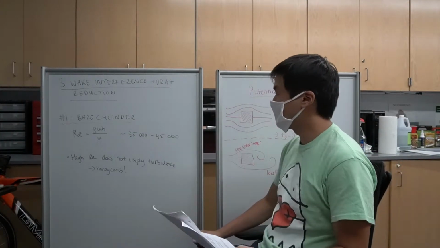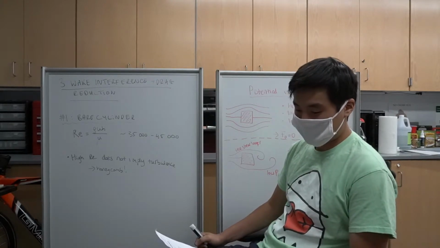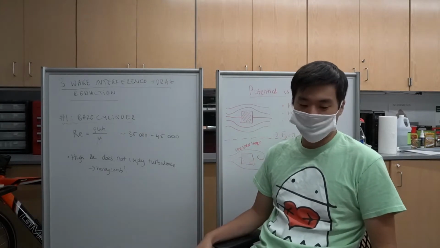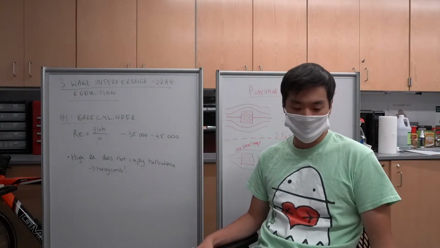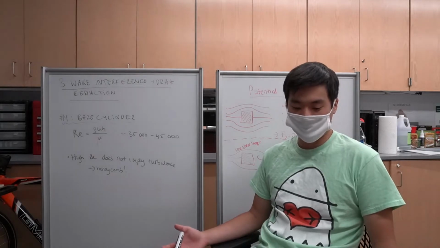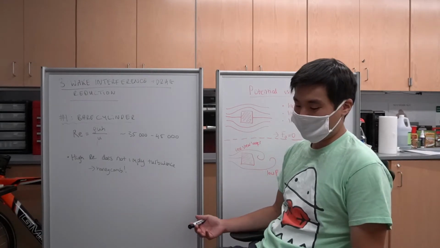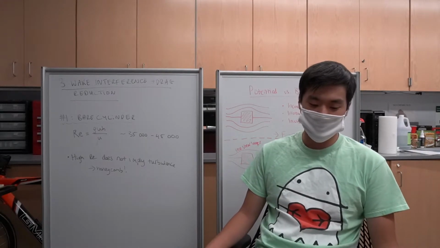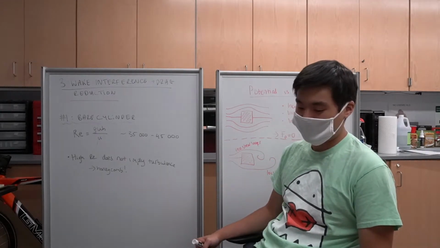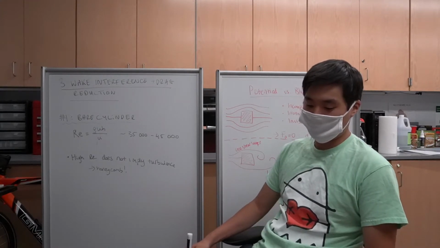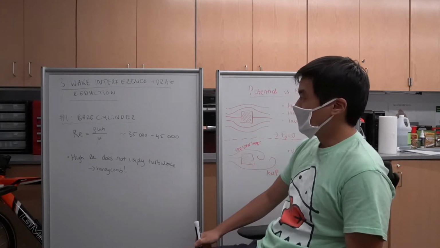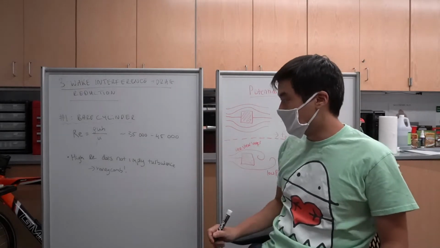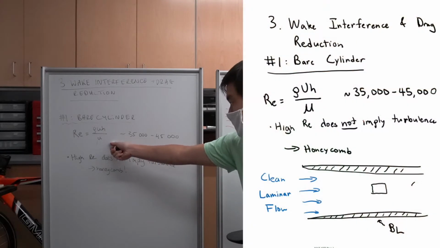Okay, so now that we're done with the experimental method section, we're going to move to section 3, which is the main body of your lab report, which discusses most of our results, the wake interference and drag reduction section. Specifically, we're going to start with 3.1, which is talking about the drag coefficient and pressure distribution for a bare cylinder. If you look at your sheet, the first bullet point says, what is your Reynolds number? As that suggests, you're going to have to calculate your Reynolds number for this. The equation for Reynolds number is just written right here.